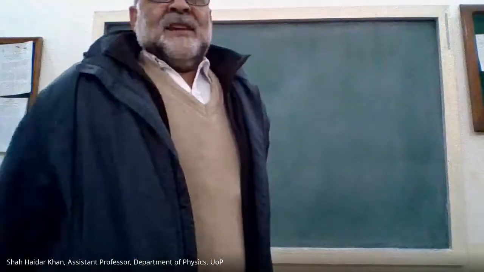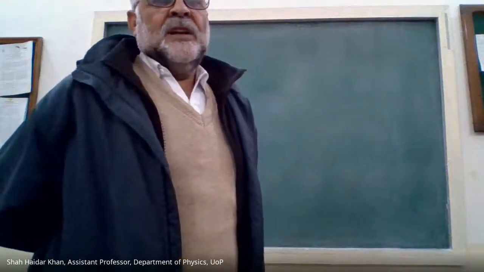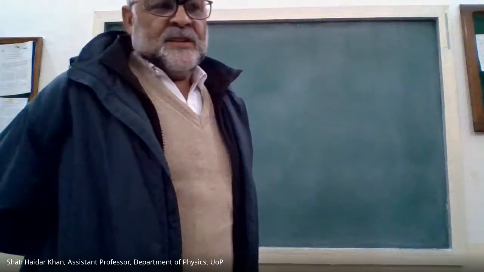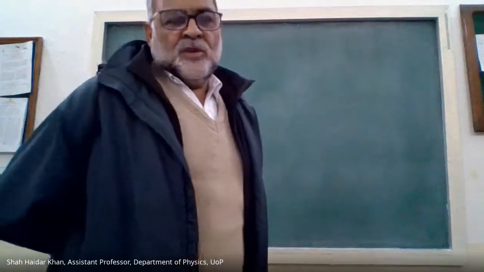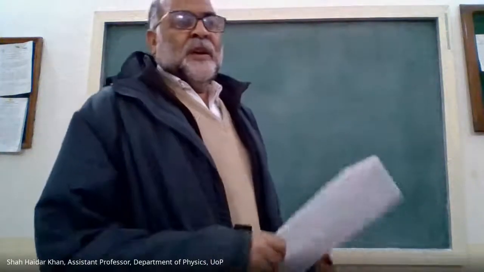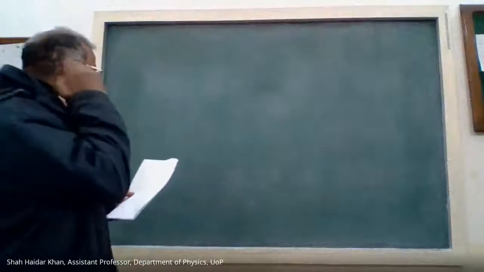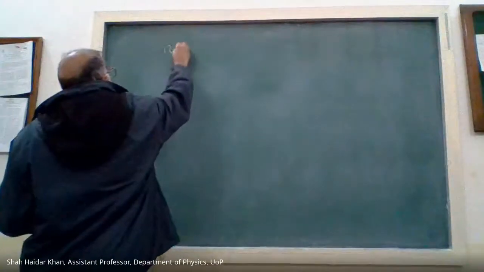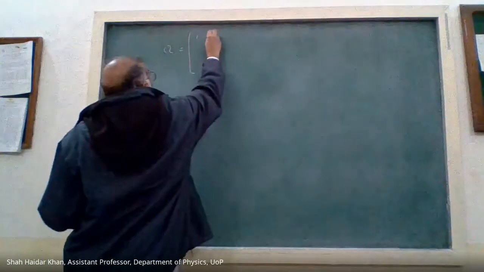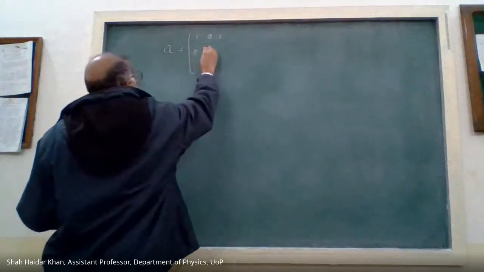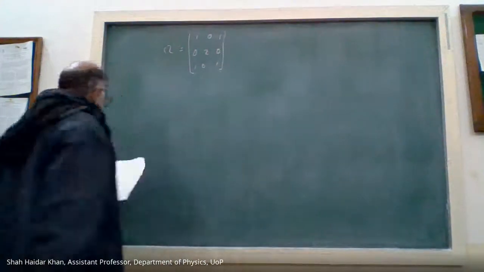So, as I said, I am going to repeat briefly the last example that we discussed in the previous lecture. So that is a very quick repetition, right? The operator was like this: 1 0 1, 0 2 0, 1 0 1. Right?